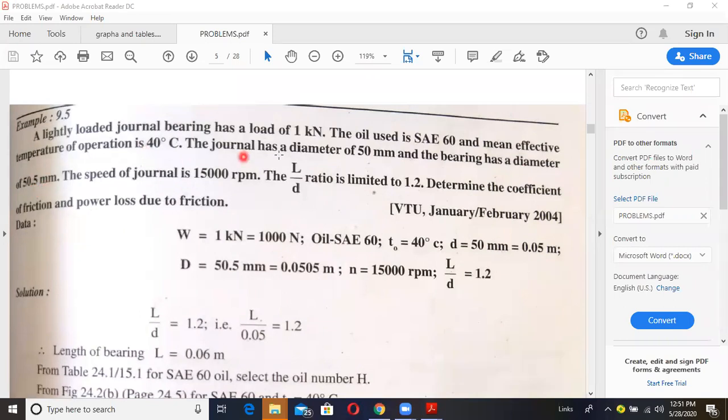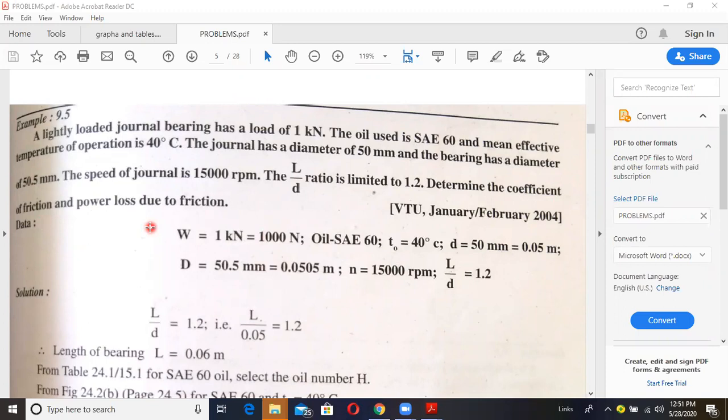Always the journal is represented by small d, and the bearing is represented by capital D. Diameter of the journal is small d, diameter of the bearing is capital D. That is 50.5 mm, converting to meter. Next, the speed of the journal is small n, they have given. Next, the L by D ratio is limited to 1.5. Determine the coefficient of friction mu and power loss due to friction. So here we have to calculate two unknowns: mu and the power loss.